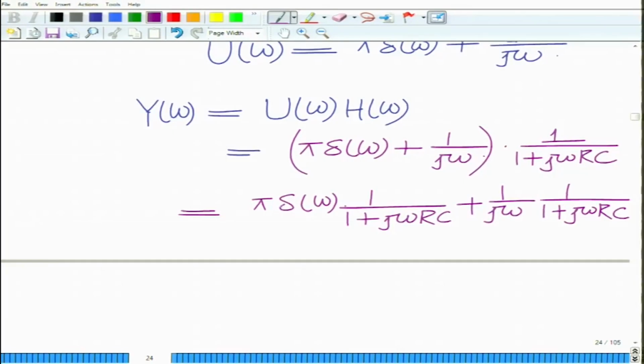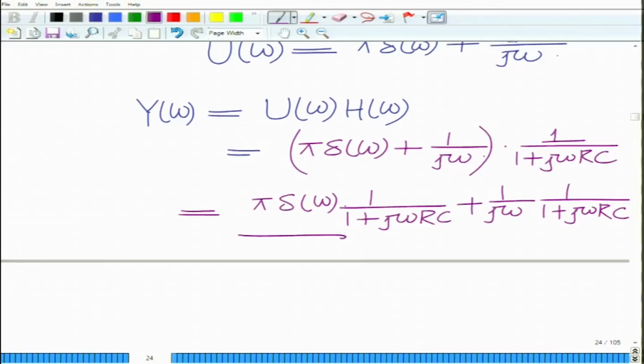And now look at this, pi delta(omega) times 1 over 1 plus j omega RC. Now, we know delta(x) times f(x) is basically delta(x) times f(0), correct. So, similarly pi delta(omega) times 1 over 1 plus j omega RC is simply pi delta(omega) times 1 over 1 plus j omega RC evaluated at omega equal to 0, which is simply pi delta(omega).